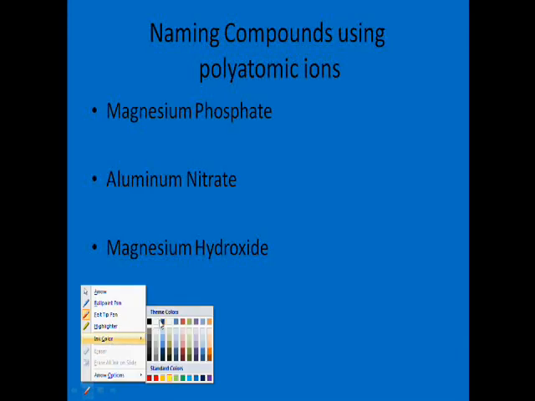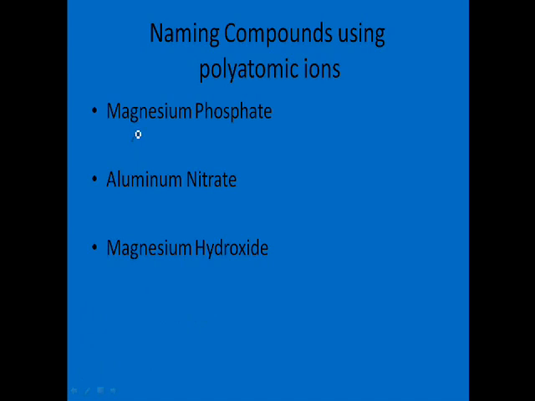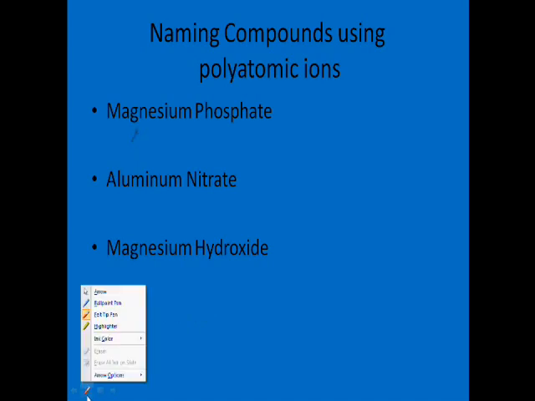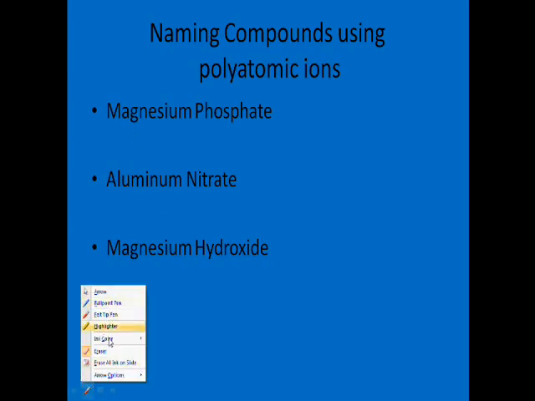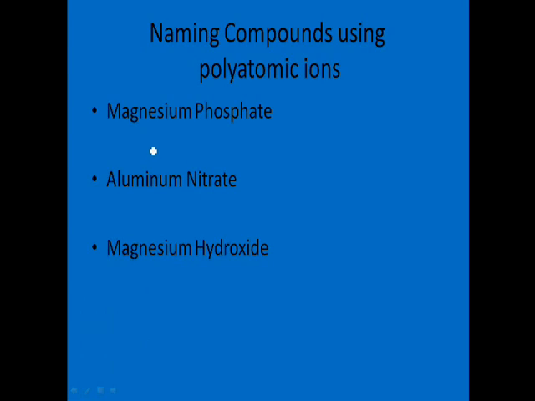Magnesium phosphate. Magnesium, we've worked with one before, has the charge of Mg 2+. Phosphate, if you look back on the other page, is the species PO4 3-.